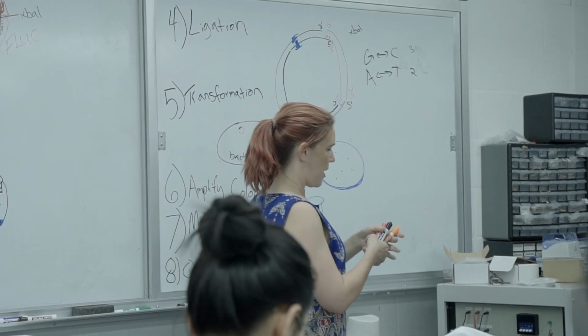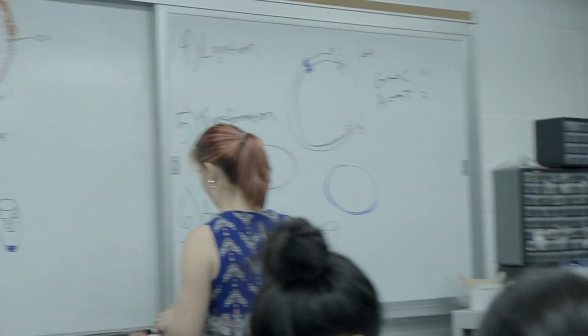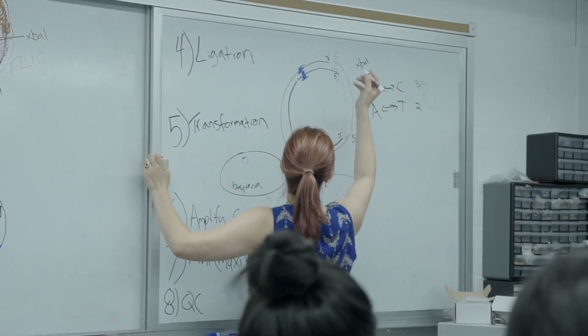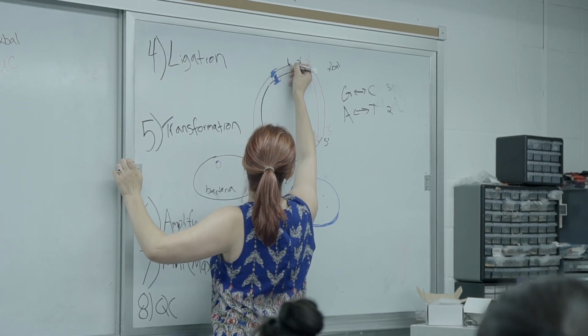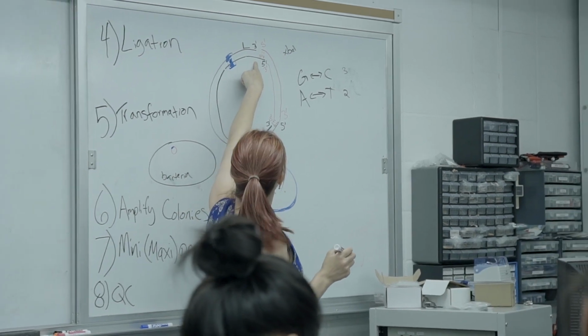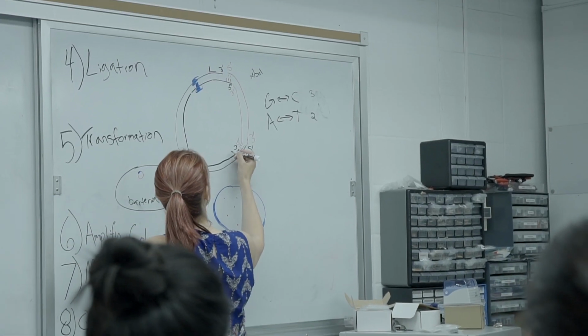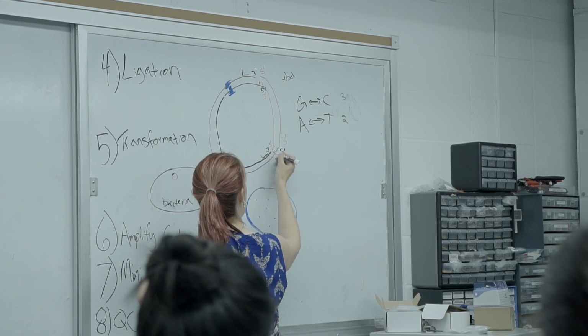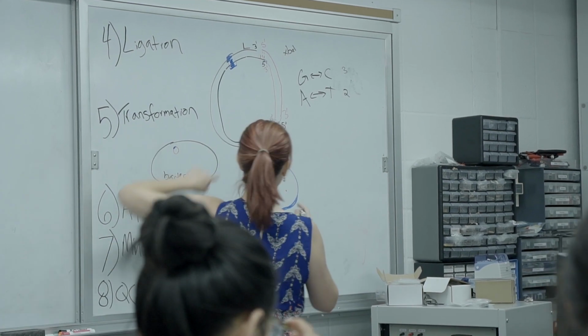So I'm going to design my primers. I'll make those in brown. I'll design a primer that starts a little bit before, this is called a homology arm. That will be my forward primer. And I'll design a primer that's going to be a little bit after the second arm.